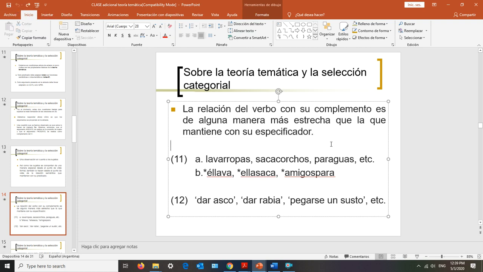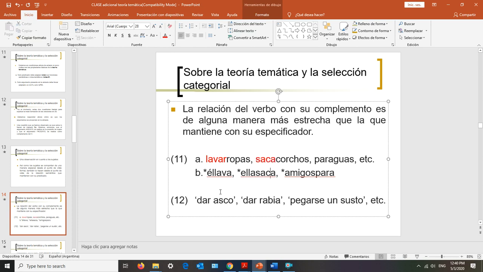in this case, the subject, right? So take a look at these compound nouns, lavarropa, sacacorchos, paraguas, which show us somehow this close-knit connection that there exists between the verb and its internal complement, in this case, direct object. So close a connection that they have become lexicalized in compound nouns. Something that has never taken place between the subject and the verb in use in these compound expressions, right?